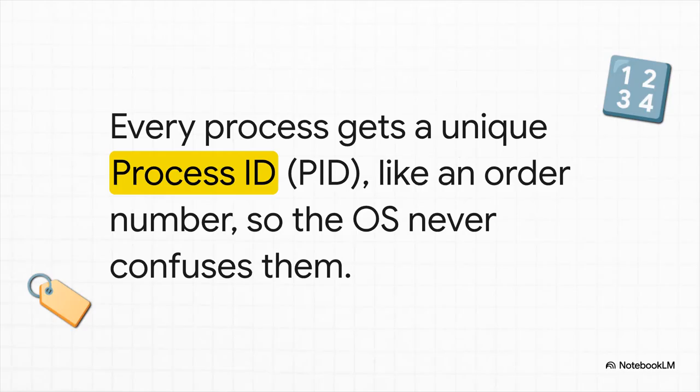Okay, first things first. Every single process gets its own unique number, called a process ID, or PID. It's just like an order number at a restaurant. This is absolutely critical so the OS never, ever gets your web browser confused with your music player. It's how the system knows which process is which.